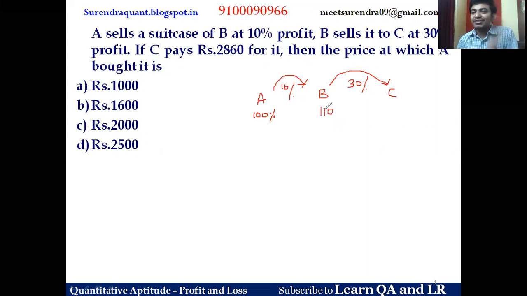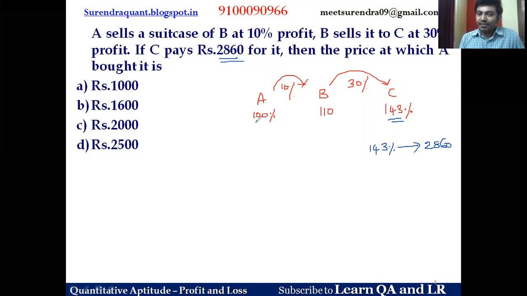Now B is selling to C at a 30% profit. Friends, what is 10% of 110? 11. 30%, 11 3s are 33. If 33 is the profit, 143% is the money paid by the person C. And which is numerically how much? 2860. That means if 143% is 2860, then what is the price for the person A?